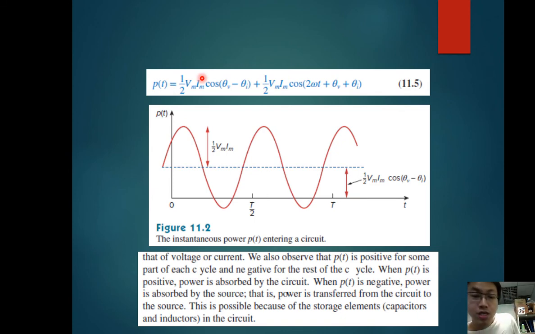So from this equation, we also observe that p(t) is positive for some part of the cycle and negative for the rest of the cycle. For example, this is the positive cycle, and this is the negative cycle. When p(t) is positive, the generator is delivering power to the resistor, inductor, or capacitor. But on the negative side, the passive element delivers power back to the generator. This is possible because of storage elements, like capacitors and inductors, in a circuit.